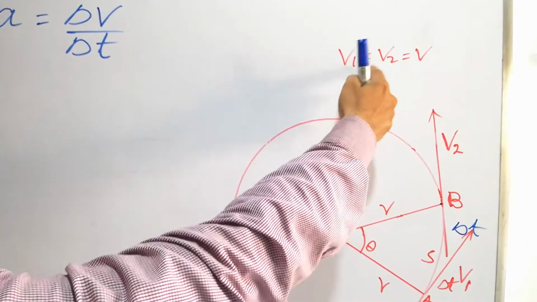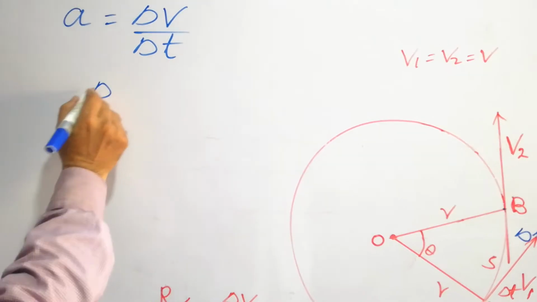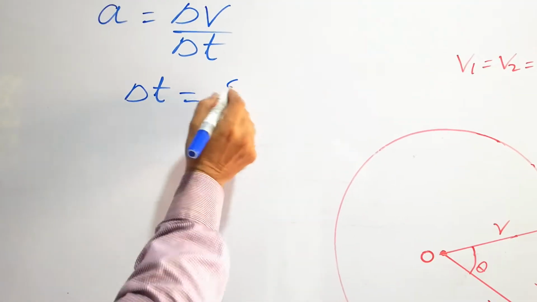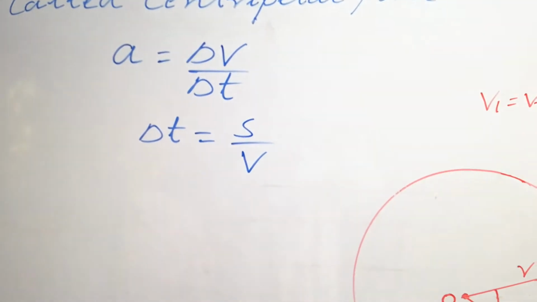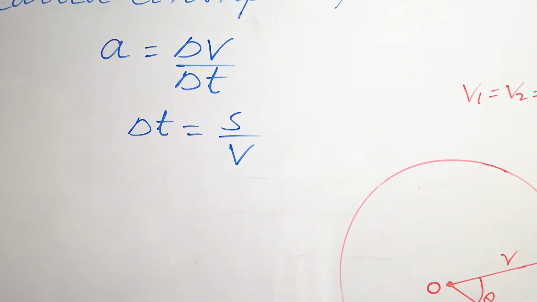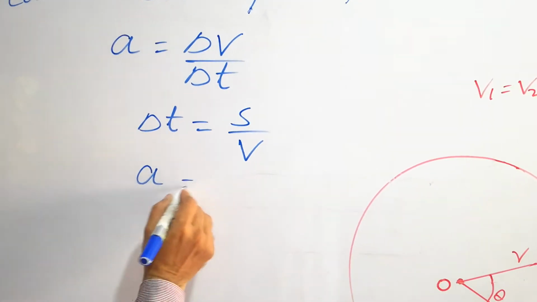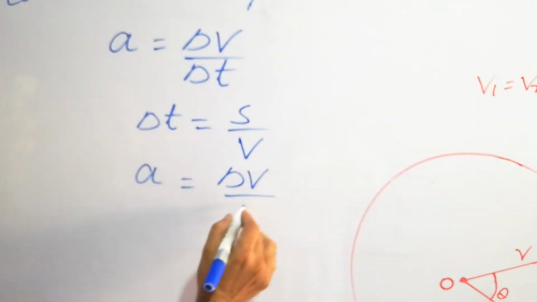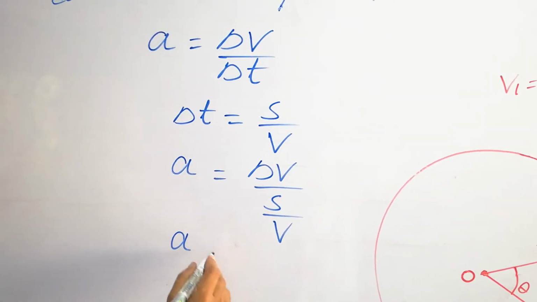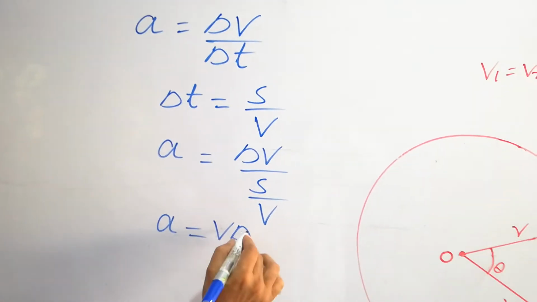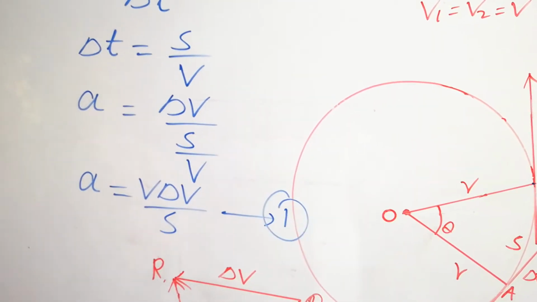The magnitude of the velocity, the speed, is the same, so v1 = v2 = v. So delta t is equal to distance over speed, delta t is equal to s over v. Putting this value in that equation, we get a is equal to delta v divided by s over v, and we simplify to get a = v delta v over s, and it is equation number 1.